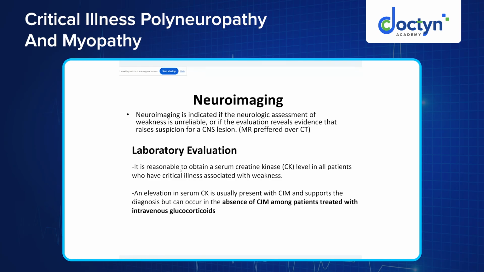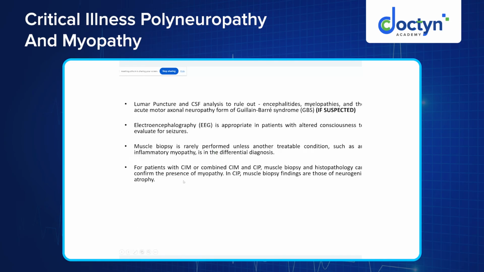So you can do a serum creatine kinase level in all patients who have critical illness that is associated with weakness. What exactly does it reveal? Why exactly does serum creatine kinase rise? We also do that in case of any cardiology parameters. Creatine kinase in the muscles gets released into the circulation if there is a lot of muscle breakdown. So an elevation is usually present in a patient with CIM, a myopathy, and supports the diagnosis. But again, it can occur in the absence of CIM in patients who are being treated with intravenous glucocorticoids. So you can go for a creatine kinase estimation.